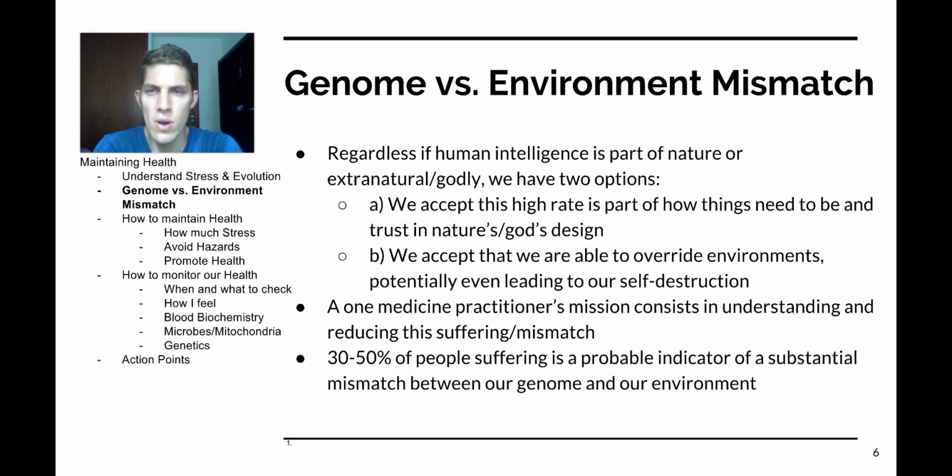We have two options. We can either accept that this extreme natural selection is part of how things need to be, and we should trust the process, or we accept that we as humans are able to override environments, and that we can potentially cause great harm to ourselves and others. I would assume that most people would go with option B, especially considering the damage that we are able to create in the past.